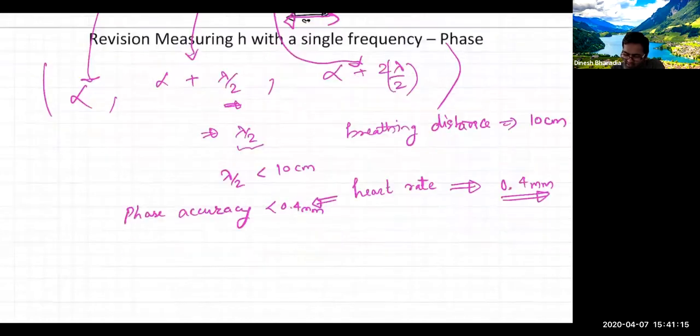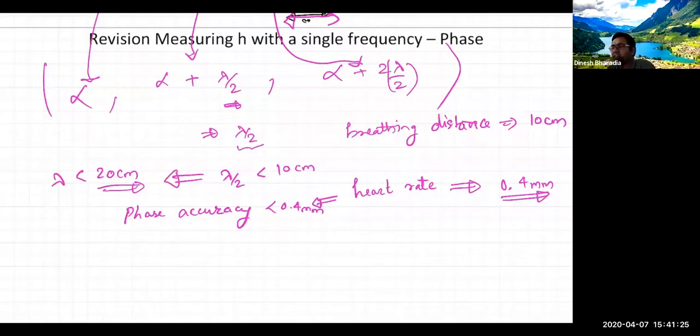So let's say lambda is equal to 20 centimeter, less than 20 centimeter. This implies this. So let's take lambda of 20 centimeter. Can somebody tell me what lambda of 20 centimeter means in the frequency, FC? What will be FC, guys? 1.5 gigahertz.